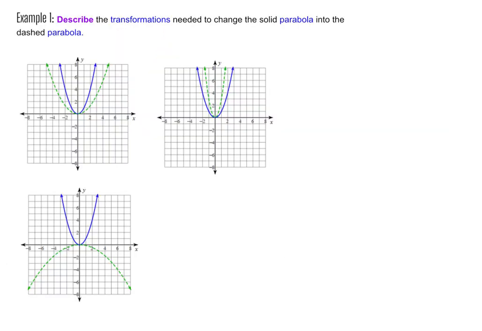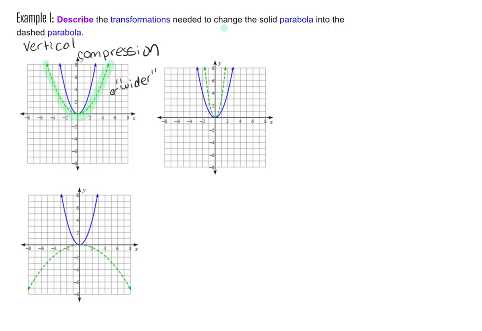So here we want to describe the transformations needed to change the solid parabola into the dashed parabola. Because we're describing the transformations, we're just using our words to say whether it's a vertical compression, a vertical stretch, or a reflection, or a combination of those things. So we are going from the solid parabola into the dashed, so from blue to green. Our parent function is our blue, and because it got wider, we can call this a vertical compression.